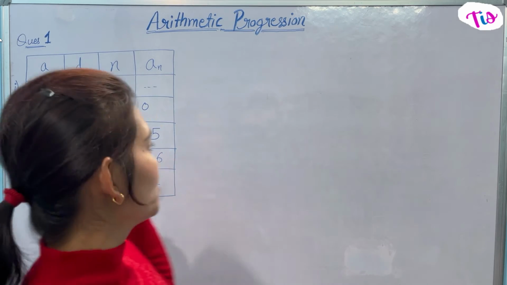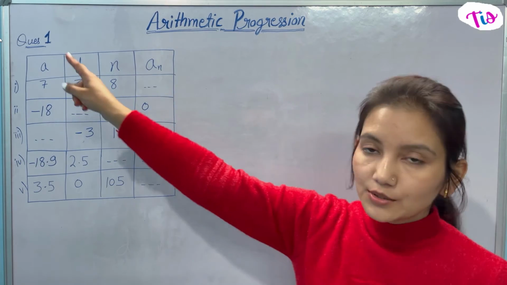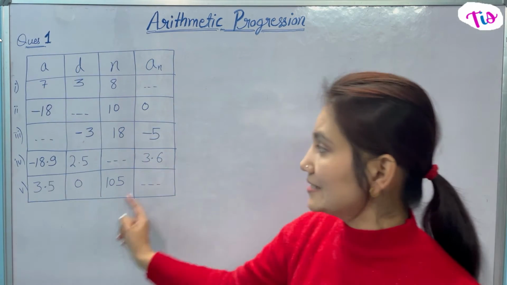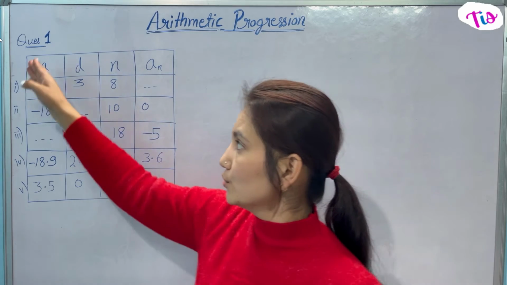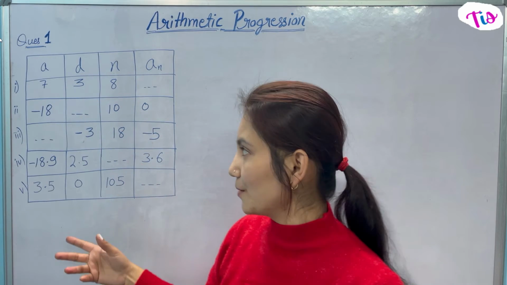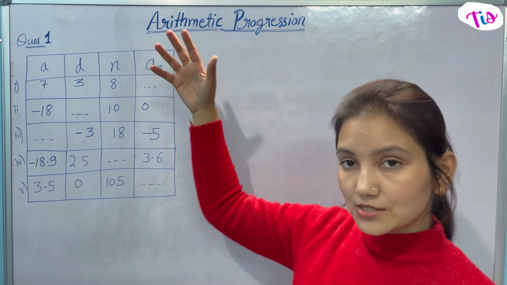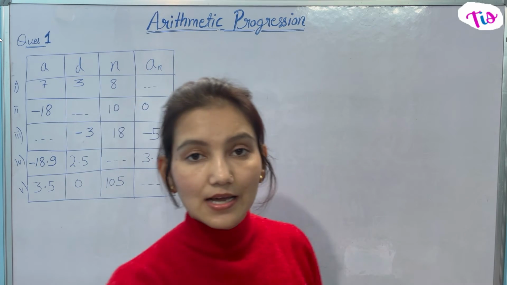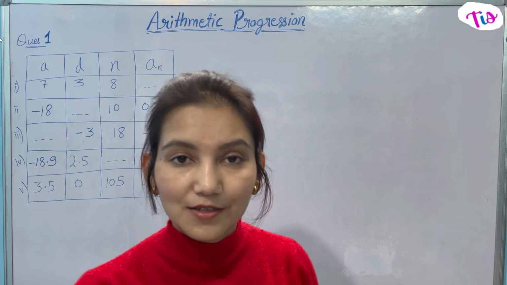So this is question number 1 in front of you. You are given a matrix like this and you need to fill whatever is missing from here. This question has 5 subparts and we will solve each of them. This is the first and you need to find out an. This whole exercise is based on the nth term of an AP.